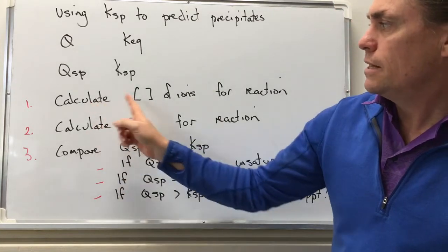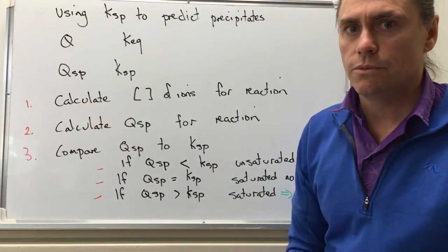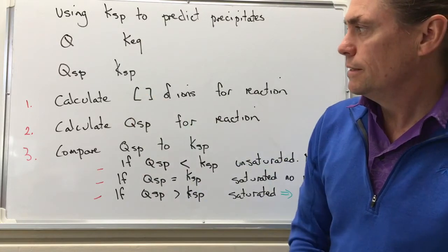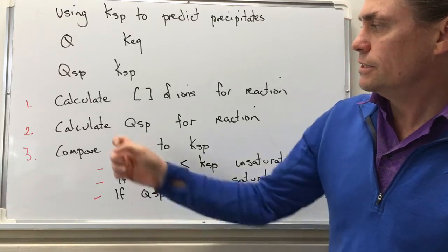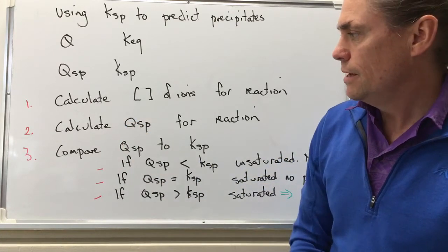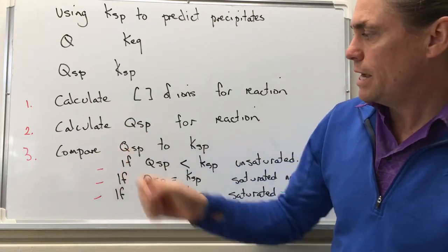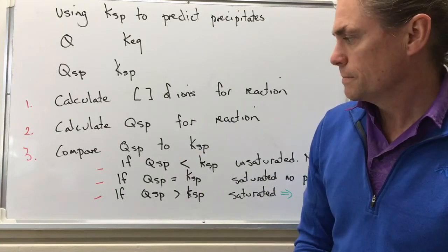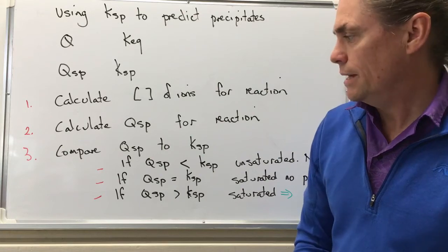First thing we need to do is calculate the concentration of ions that we have present for a given reaction. We then use these concentrations to calculate our reaction quotient. And then lastly, we'll compare this reaction quotient to our given solubility product constant. And one of three conditions will be met.